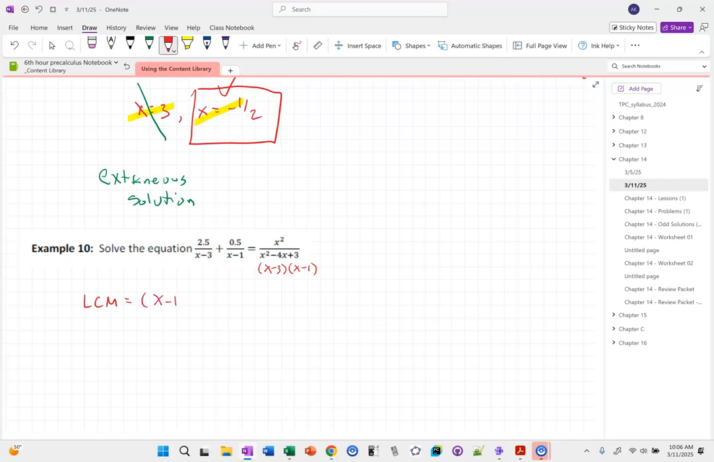Good, x minus 1 times x minus 3, or you could write as x minus 3 times x minus 1. That's okay too. They mean the same thing, right? Multiplication is commutative. So I'll multiply that to both sides of our equation.